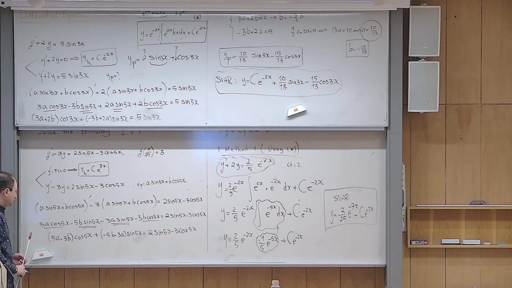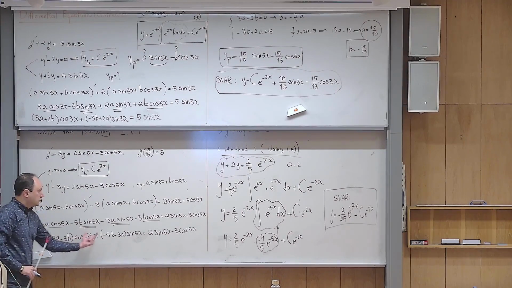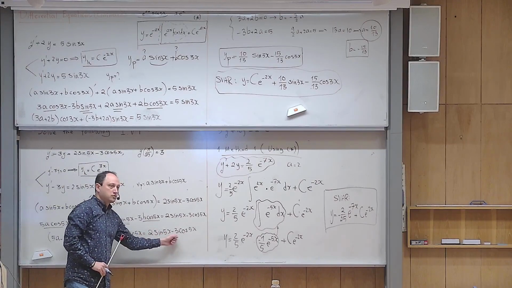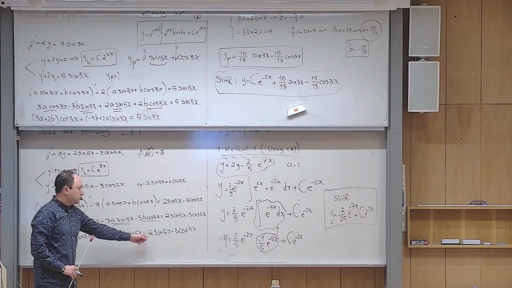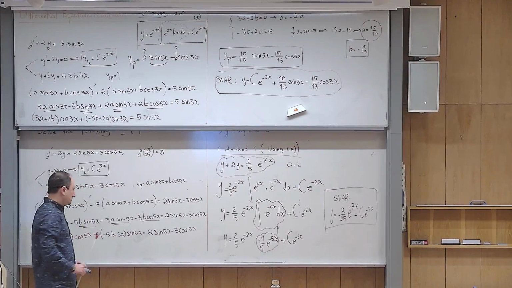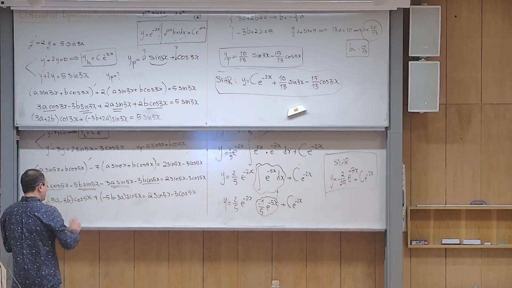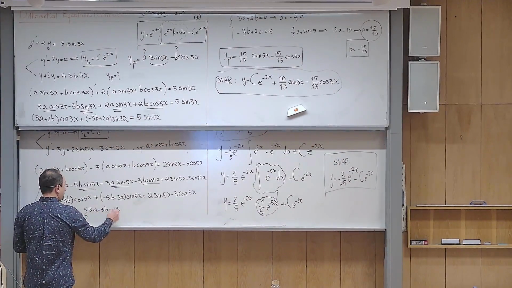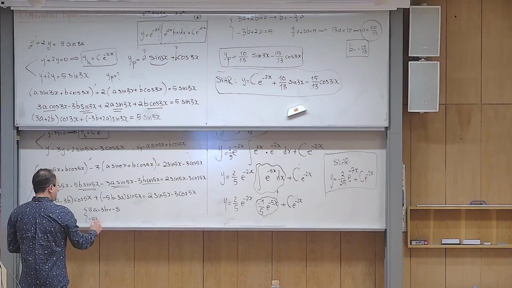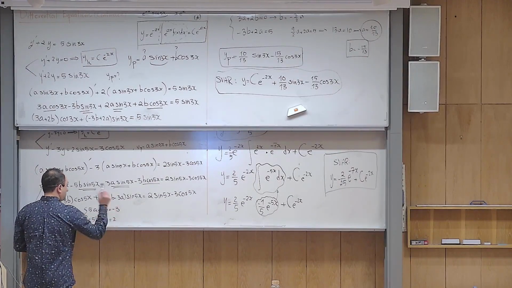But still the problem is simple. What you need to do? This is the coefficient of cosine. The coefficient of cosine is minus 3. And this is the coefficient of sine. The coefficient of sine is 2. So they have to match. Yes? So this means that 5a minus 3b is equal to minus 3, and minus 5b minus 3a is equal to 2.